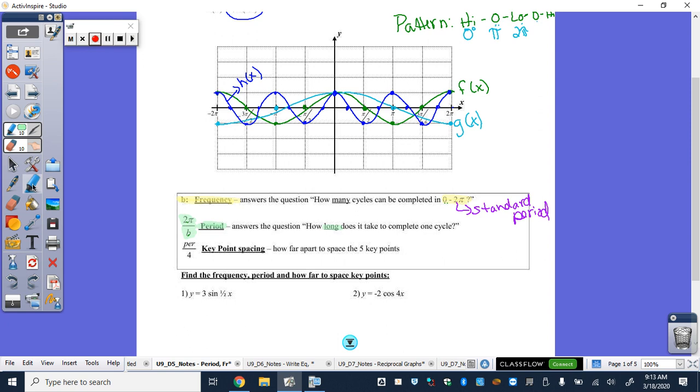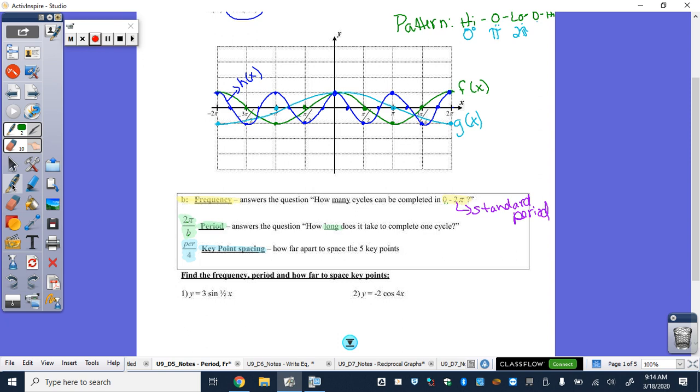And then once we figure that out, we can then figure out our key points for spacing. Remember I talked about key points for your parent functions was 0, pi over 2, pi, 3 pi over 2, 2 pi. So key points, if your period ends up changing, those also end up changing. So we figure out our key points by taking your period and dividing it by 4, because there's always 4 points.